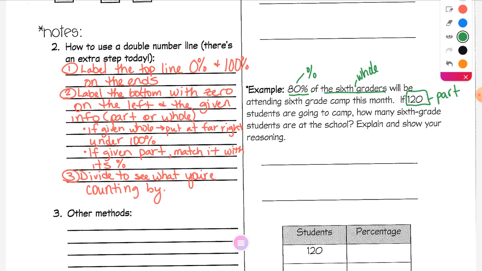So we're going to follow our steps. Label the top line 0% and 100%. So we always put 0% at this end, 100% at this end.